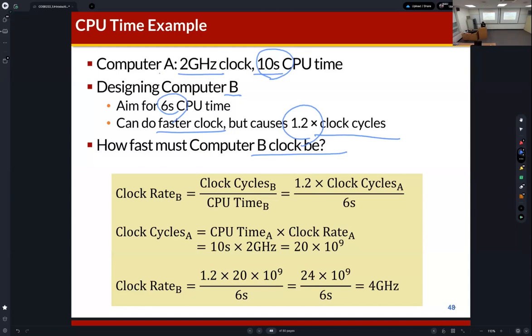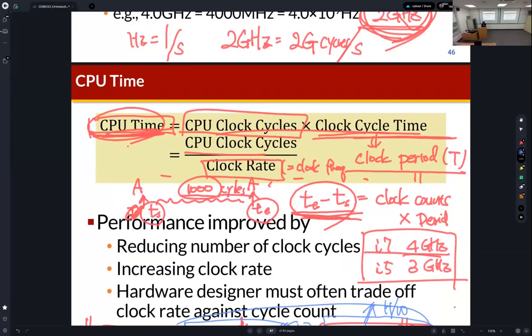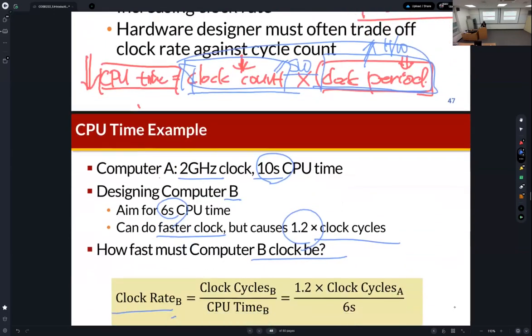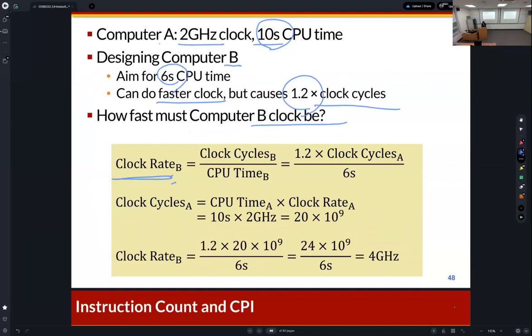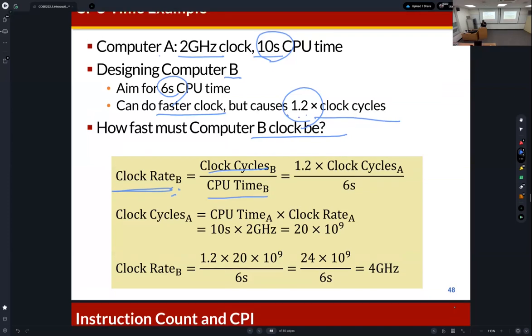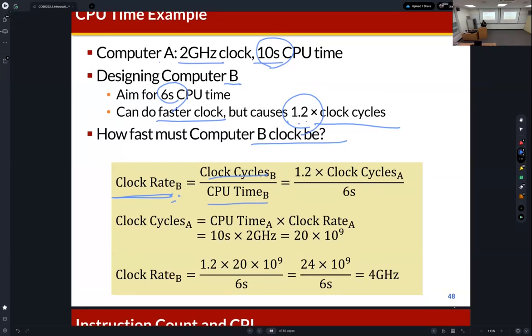This is the clock frequency of B. From this equation, CPU time is the clock cycle, or clock count, divided by clock frequency. Which means the clock rate of B is equivalent to the clock cycles divided by CPU time. And the clock cycle is 1.2 times the clock cycle, the clock count, of computer A, and the goal of CPU time is 6 seconds.